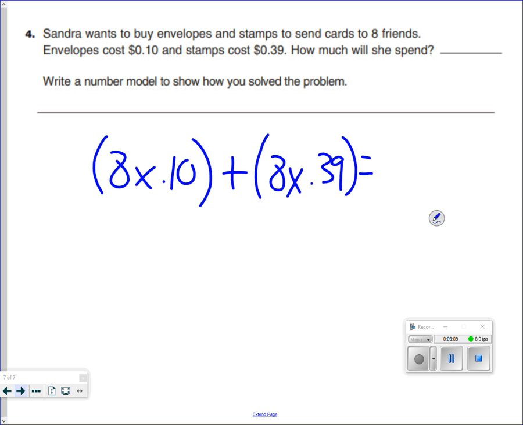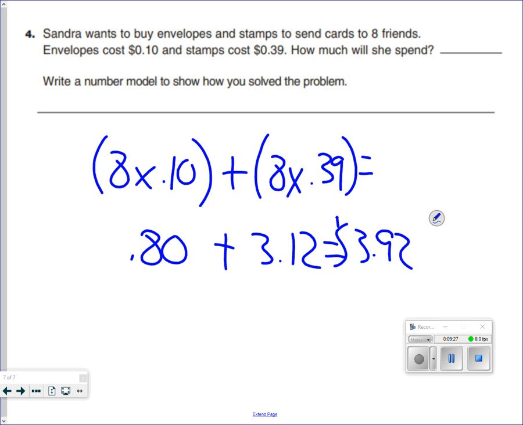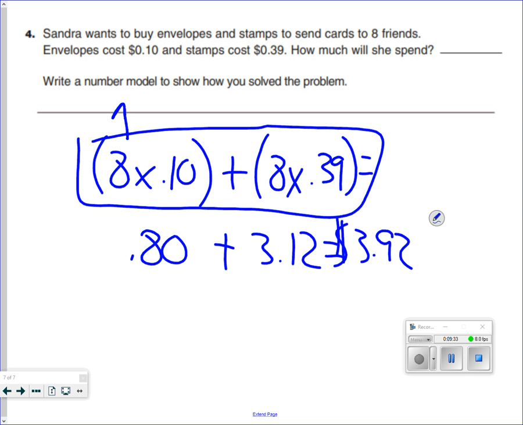So I'm going to grab a calculator. 8 times 10 cents would be 80 cents. Plus 8 times 39 is $3.12. So if I add those two together, I'm going to get an answer of $3.92. So our number model to express this answer would go on this line right here. And the dollars is $3.92.